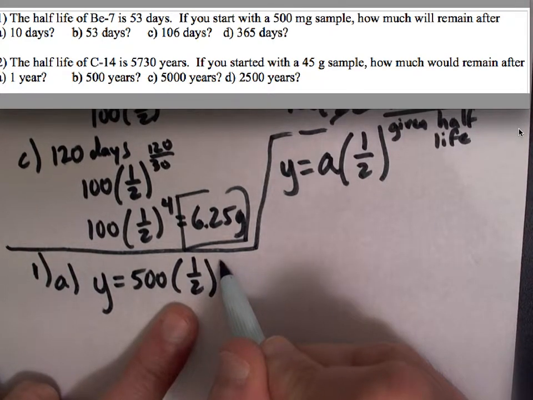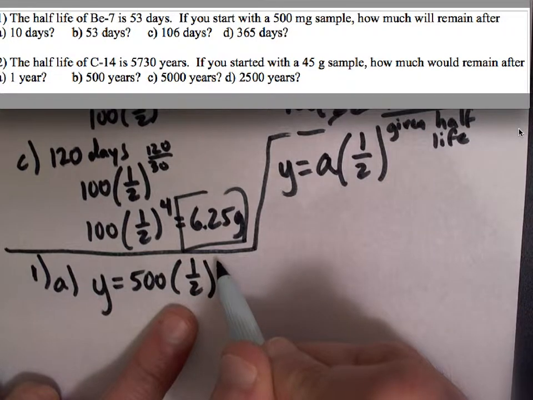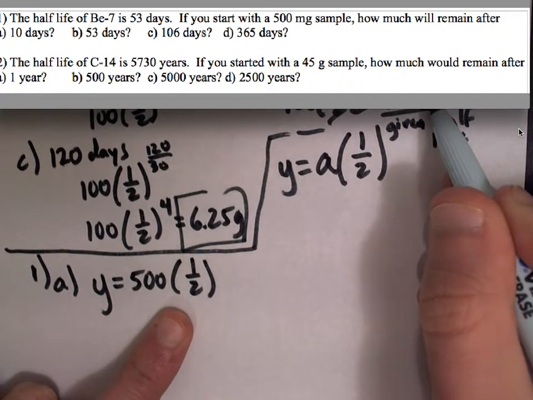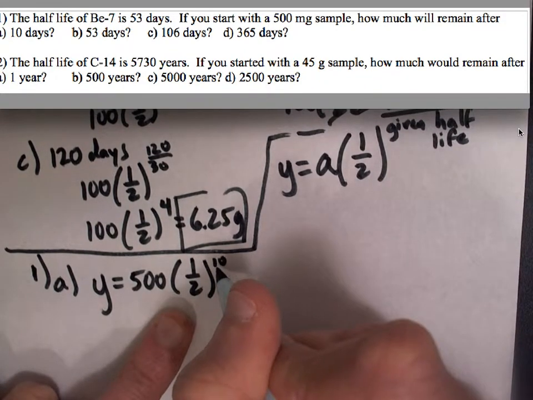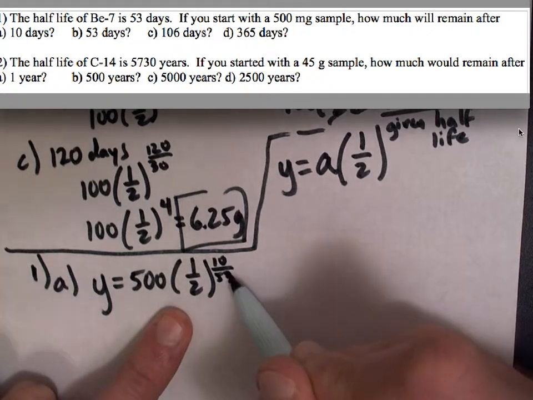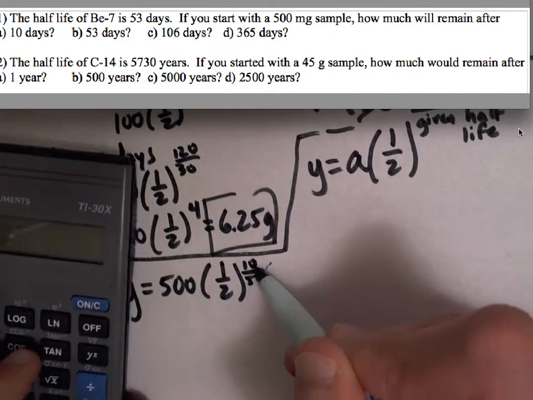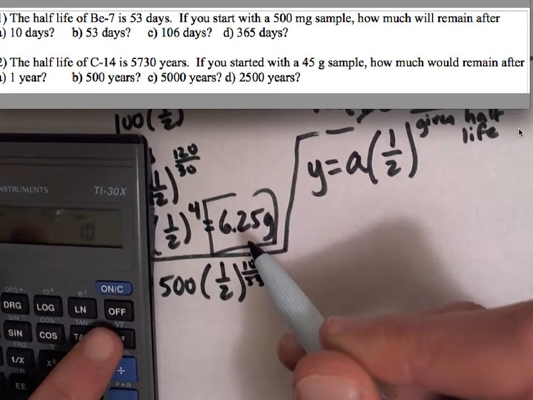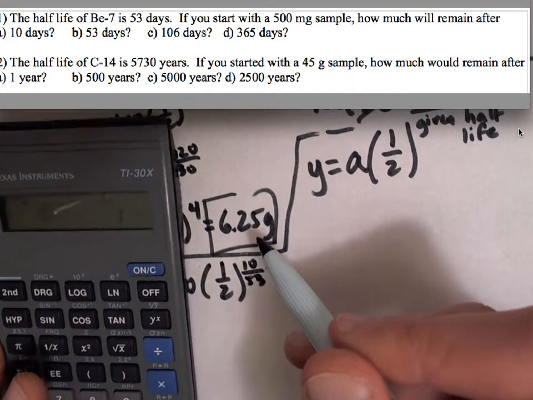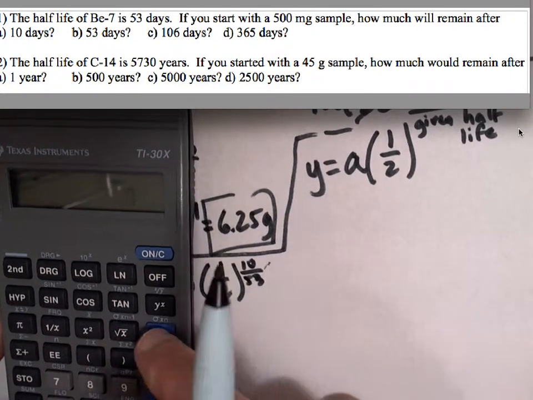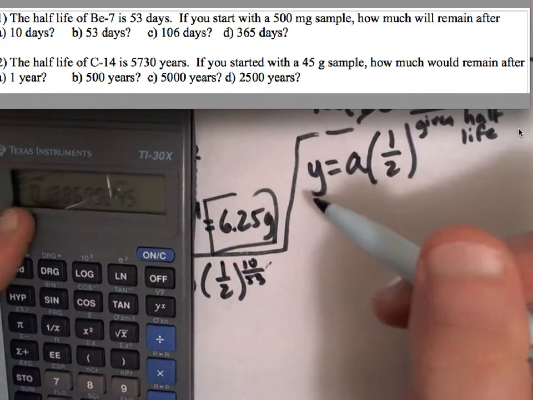And here, for this exponent, we just have to ask ourselves, how long have we been waiting? How many half-lives? Well, the given half-life is 53 days, and I've only been waiting 10 days, so 10 out of 53. So 10 out of 53 is the ratio. Let's go and calculate this now. So 10 out of 53. All right, gives us that.